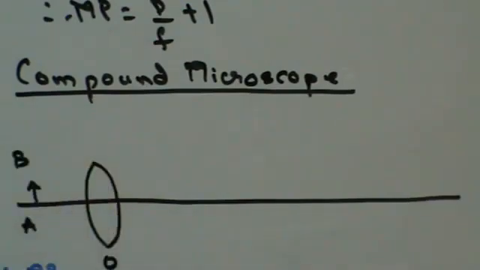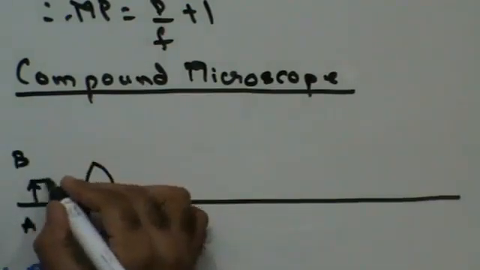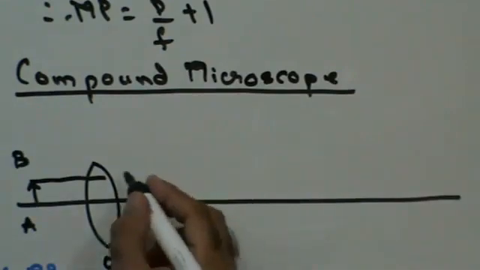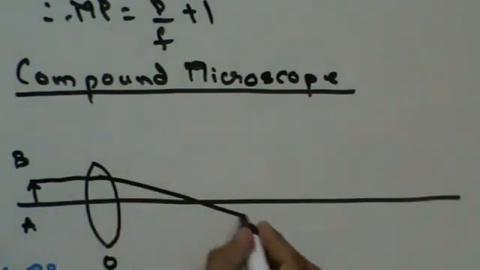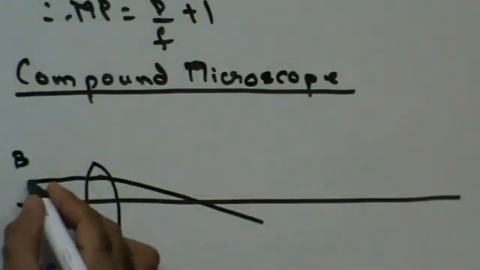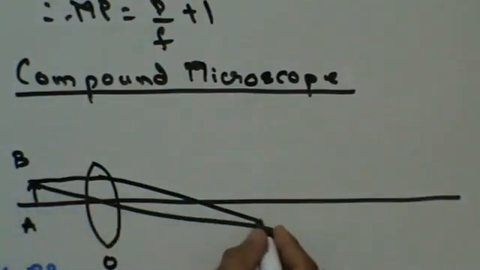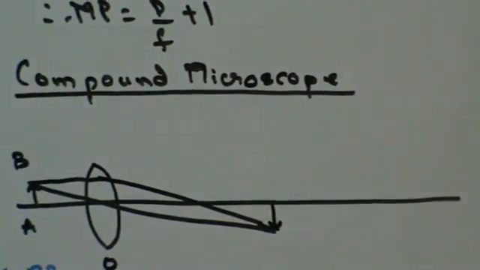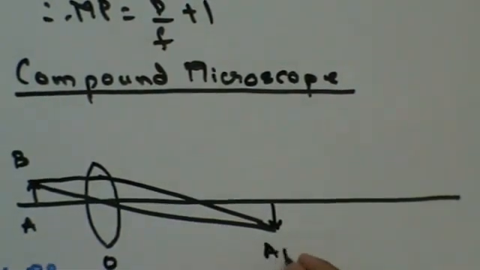Now see how the compound microscope works. One ray of light will pass straight and then after passing through the lens will get refracted. The other will pass through the pole and will meet at a point. This will give me a real, magnified and inverted image, which will be nothing but A1 B1.